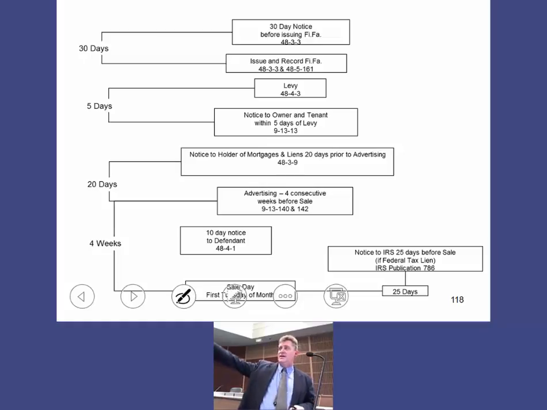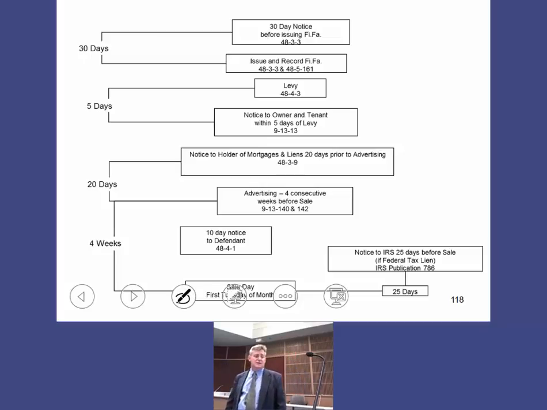But the process in a nutshell, remember, we have the 30-day notice of intent to issue a FIFA against the taxpayer. If they don't pay within the 30-day notice, the FIFA is issued and recorded. The next step is to levy on the property that you're going to levy on to satisfy the tax debt. And if it's real property, the levy is just an entry on the actual tax FIFA that's recorded. But it's just a writing on the tax FIFA, and you record the entry of levy with the clerk of Superior Court.